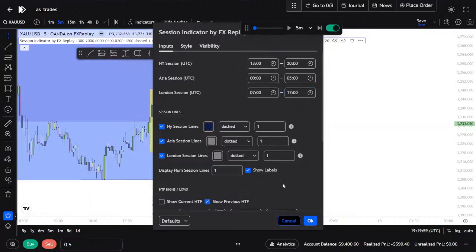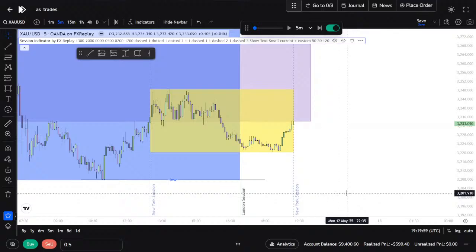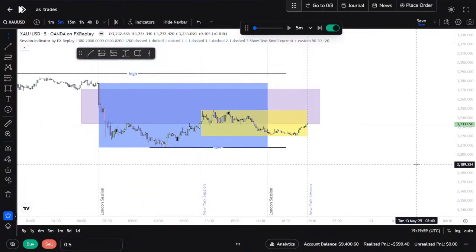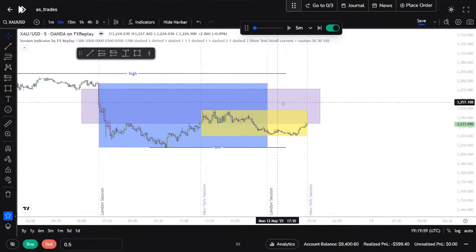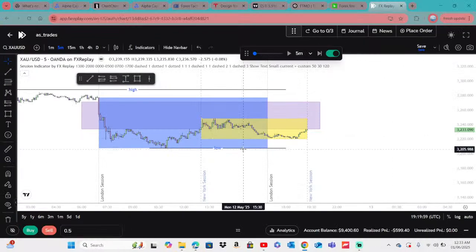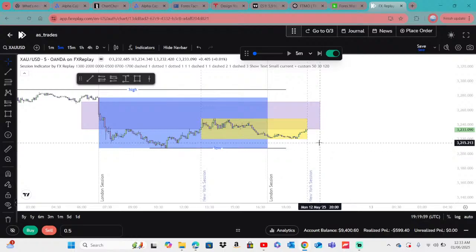The London session is 7 to 5, which is 17. Asian session. Oh yeah, I don't even have that selected. Oh, okay, okay. Now this is kind of working more in my favor. What is this fair value gap? We're gonna have to wait. Yeah, that would have definitely been me done for the day.